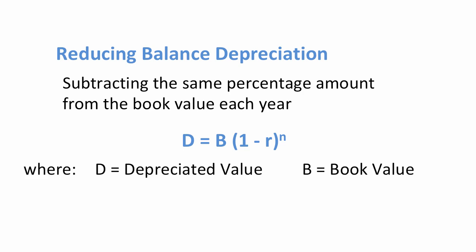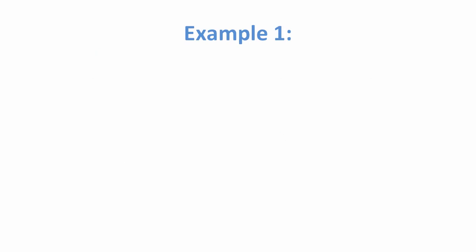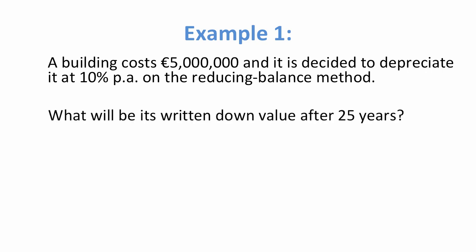So D is your depreciated value, B is your book value, R is your depreciation rate, and N is the number of years. So let's take a look at an example of how we would find the depreciated value of an asset. In this case, it's a building, given these figures. It costs 5 million. You decide to depreciate it by 10% per annum using a reducing balance method, and we want to find out what the written down value or the depreciated value or scrap value is after 25 years.